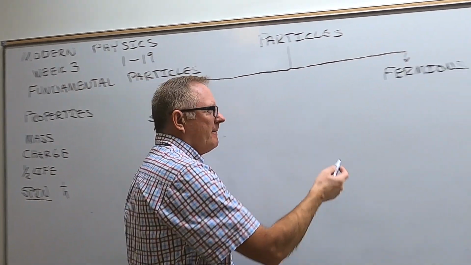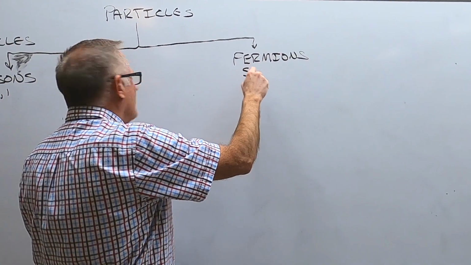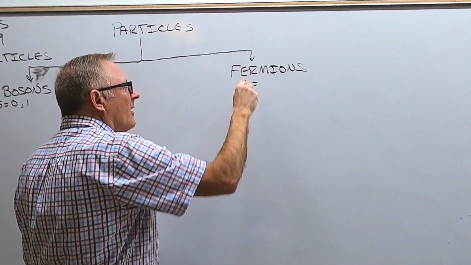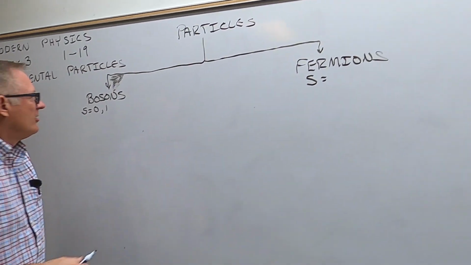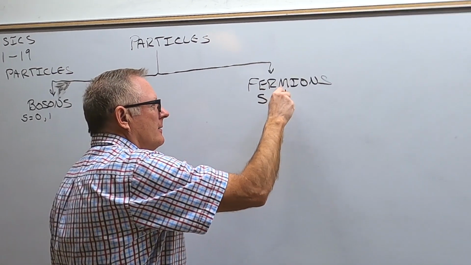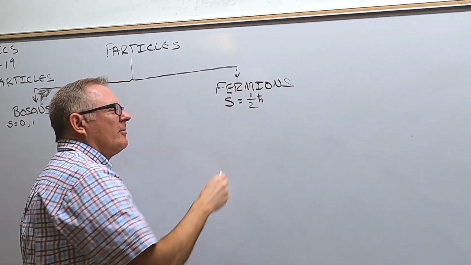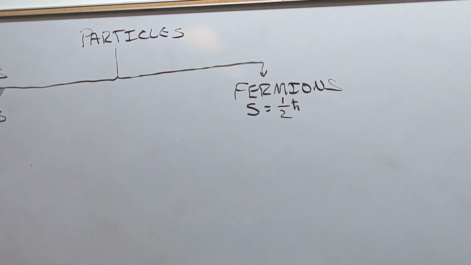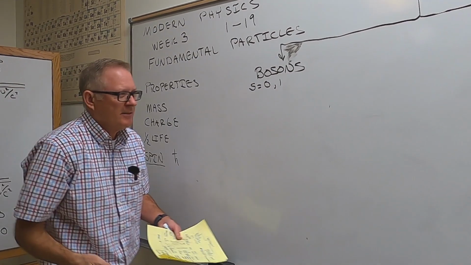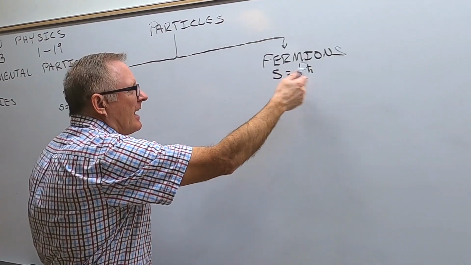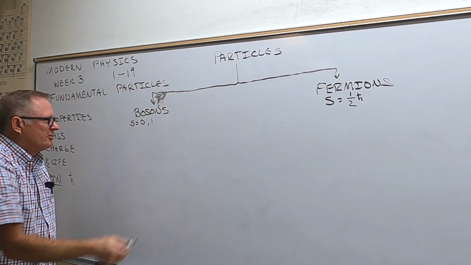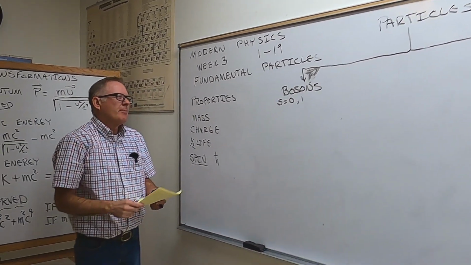Over here, all the spins of these are half integers. So they're 1/2 an h-bar, or it could maybe even be 3 halves or 5 halves, but they're not integers. So these are half integers and these are integers. You might say, well, does that make a big difference?